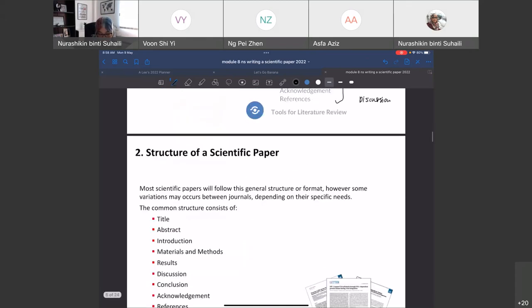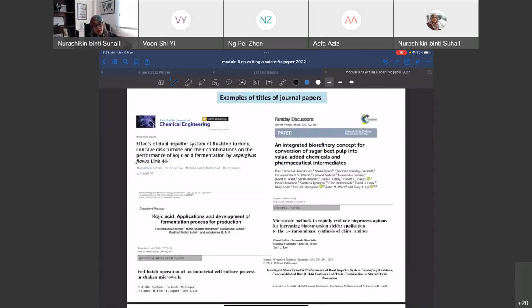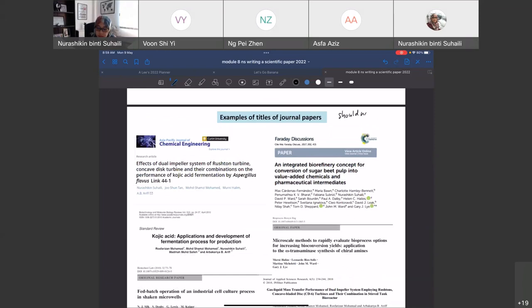Okay, an example of title. This one is an example of titles of journal papers. Similar to thesis or proposal, the title must be explanatory. It must explain what the article is all about. A good title means that from the title you can expect what the article will be. So these are all the examples, and what it should be. The title shouldn't be really long. It shouldn't be ambiguous. You know what ambiguous is?